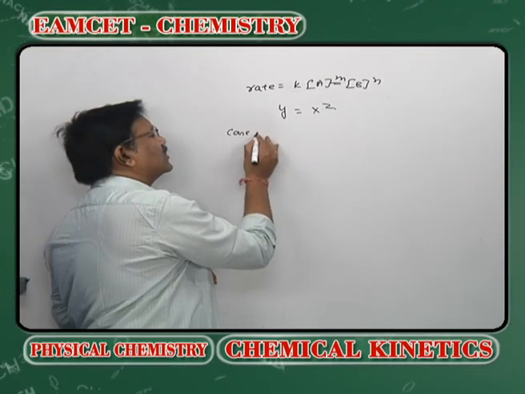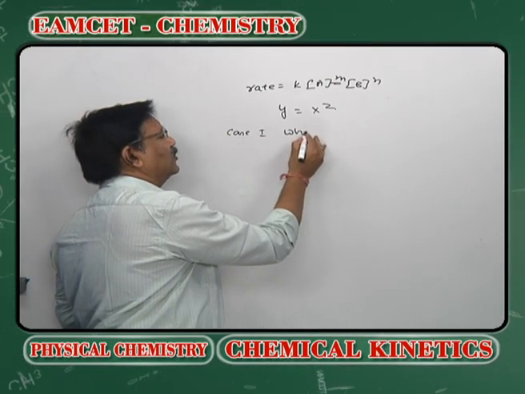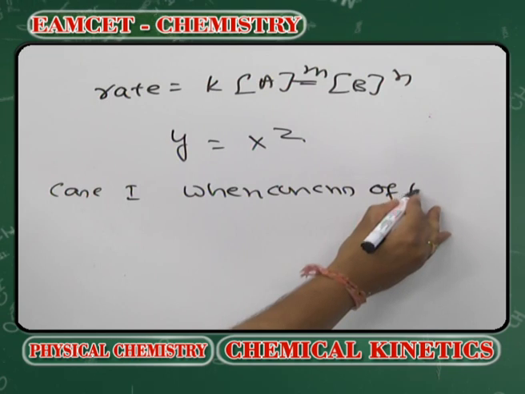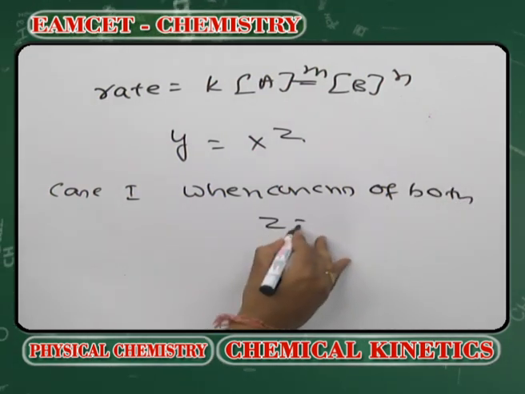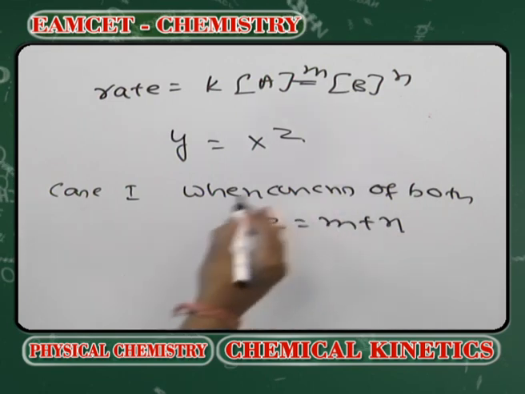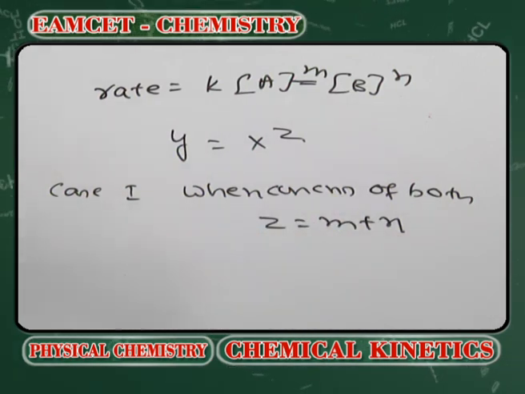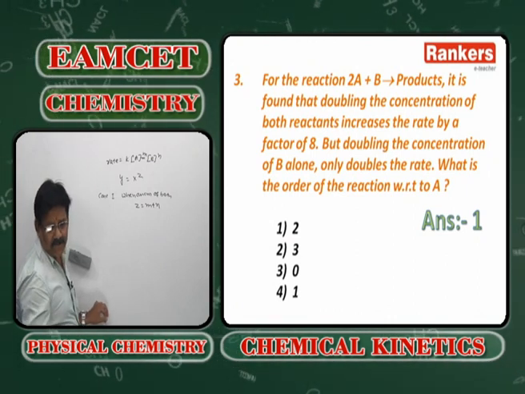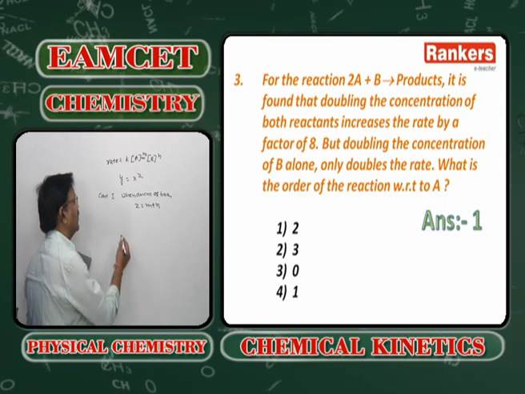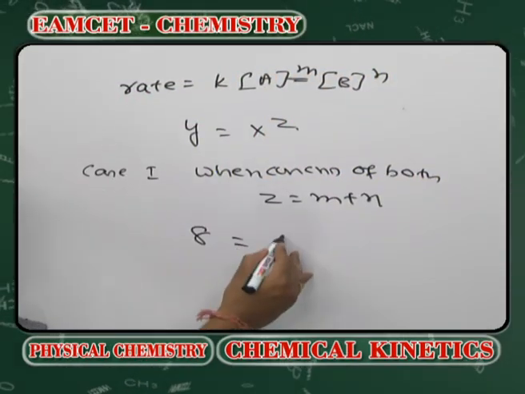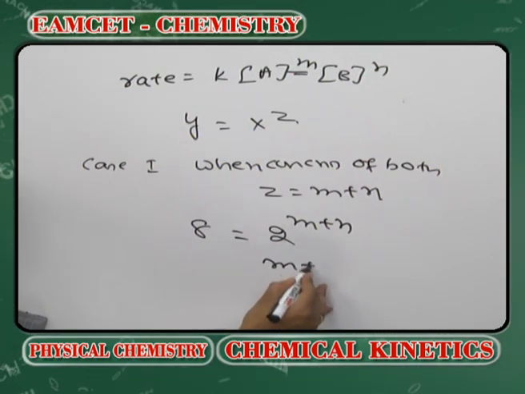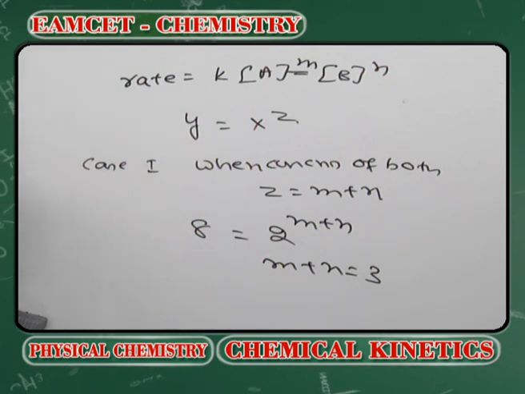Case 1, when the concentrations of both the reactants are doubled, then z will be equal to m plus n. In the first step, when the concentrations of both are doubled, the rate increases by a factor of 8. So y is equal to 8 and x is equal to 2 to the power of m plus n. So m plus n is equal to 3, because 8 can be written as 2 cubed.